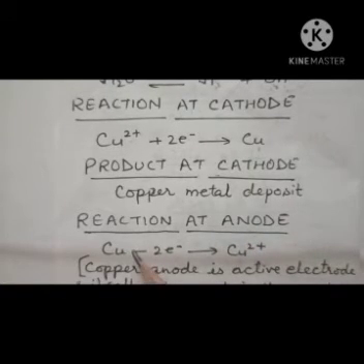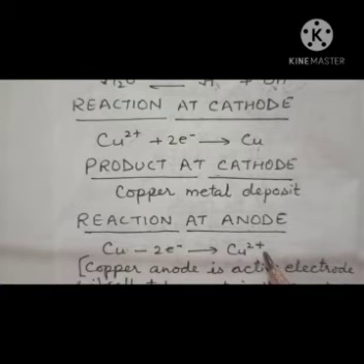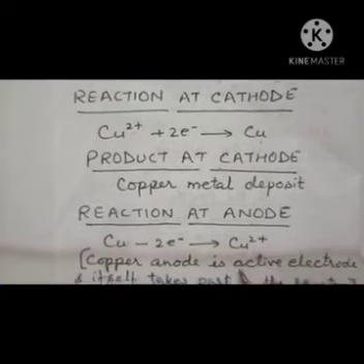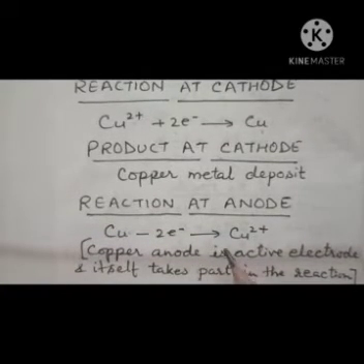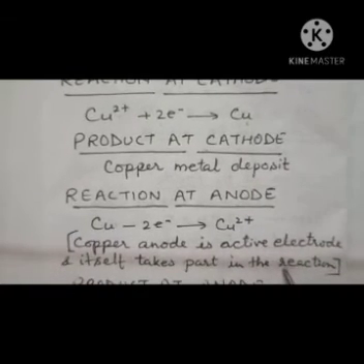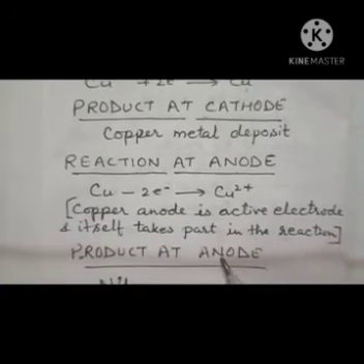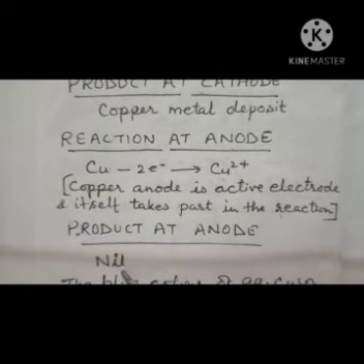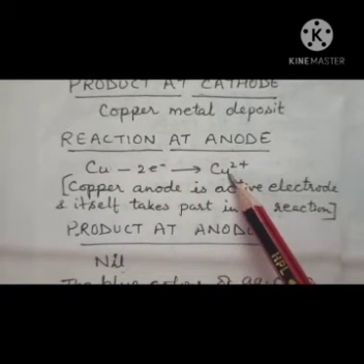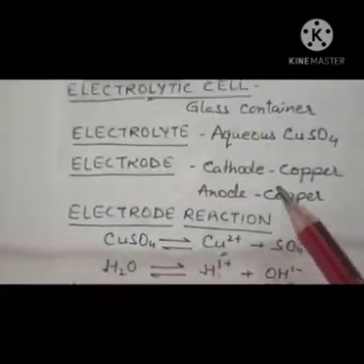So what's happened? This copper atom will lose 2 electrons and convert into copper 2 positive ions, right? And these 2 copper positive ions will come in the solution. And why? Because copper anode is active electrode and it itself takes part in the reaction. So what is your product at anode? The product at anode is nil. Why? Because copper will lose 2 electrons and convert into copper 2 positive ion, and it comes in the solution.